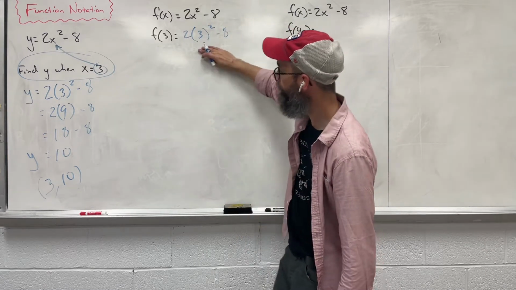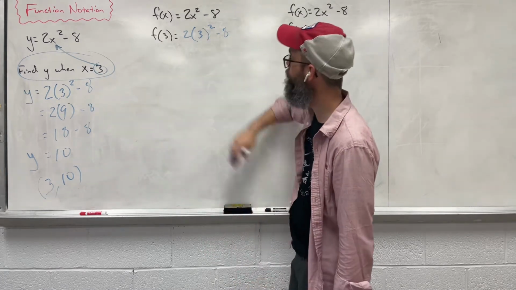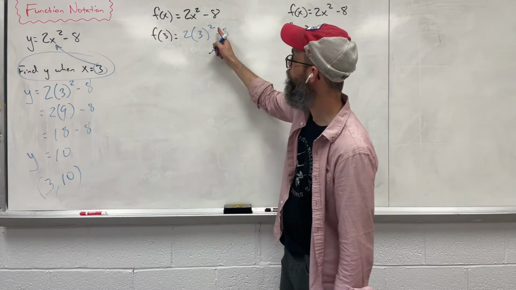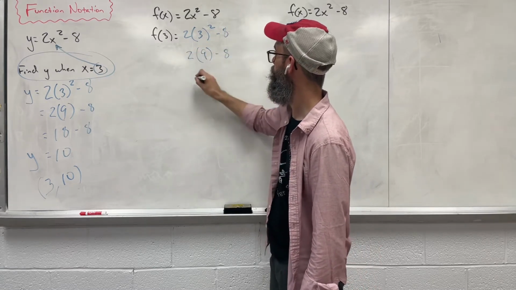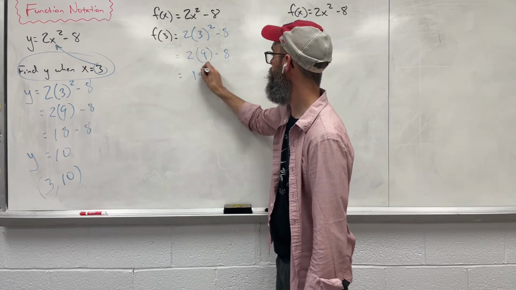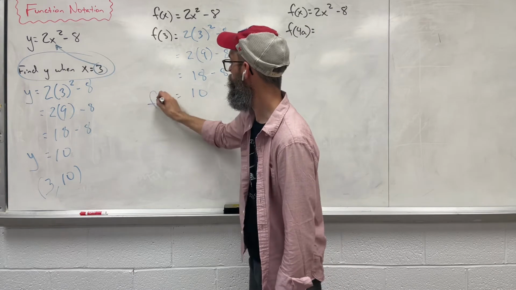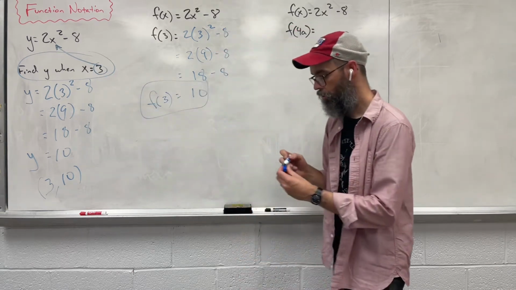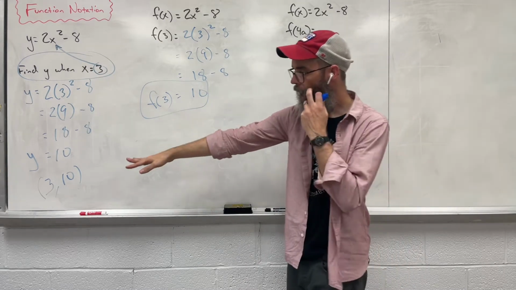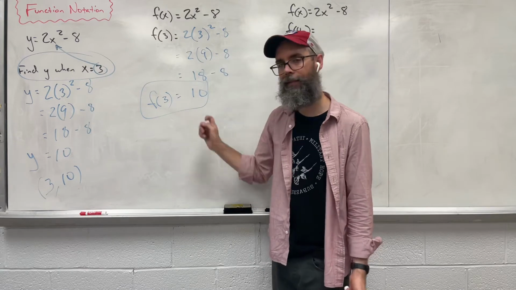Now, isn't this the same thing that we have here? Let's just solve it. Let's simplify this whole right side. Exponents first, then multiplication. So we're going to say 9. You get 18. And then we get 10. So we then close it out and we look at this. On that first one, we wrote a coordinate, 3, 10. Essentially what I have here is the same thing.